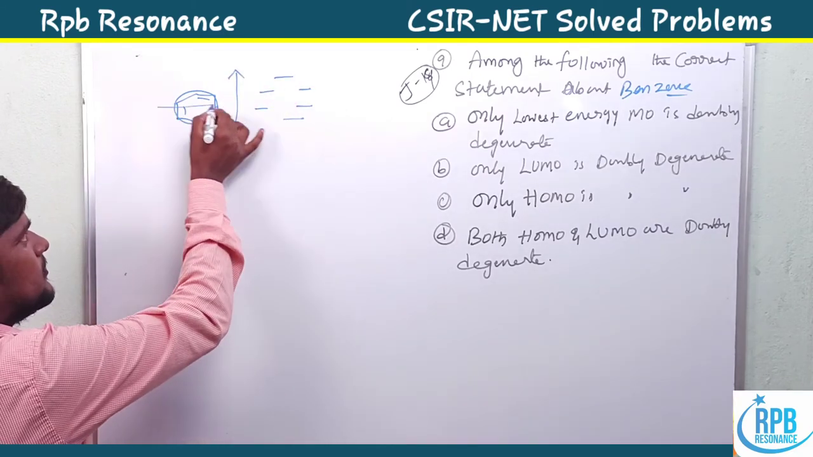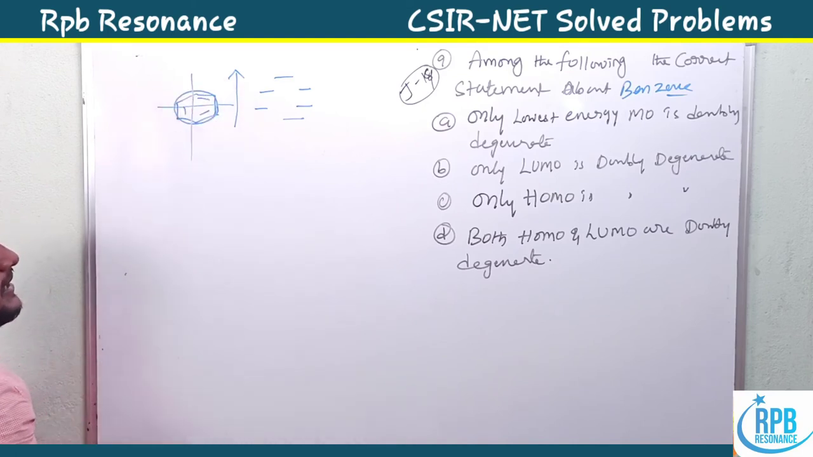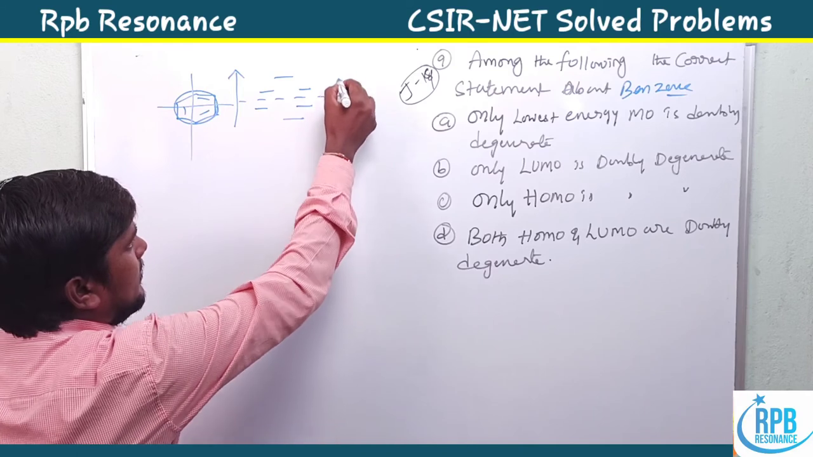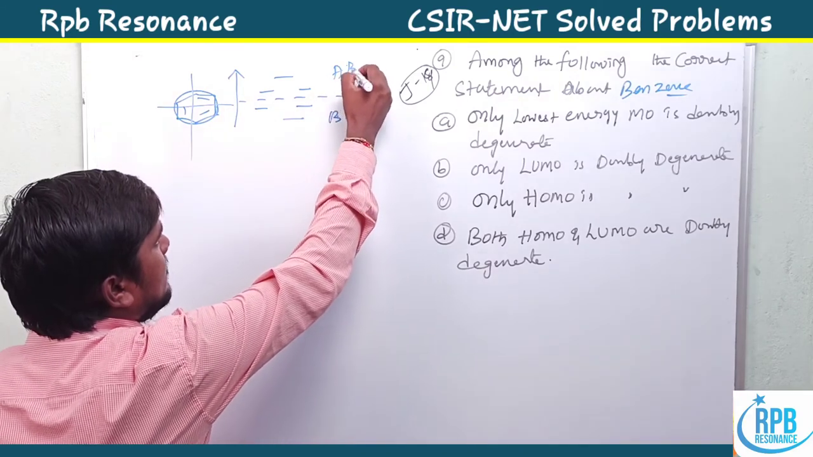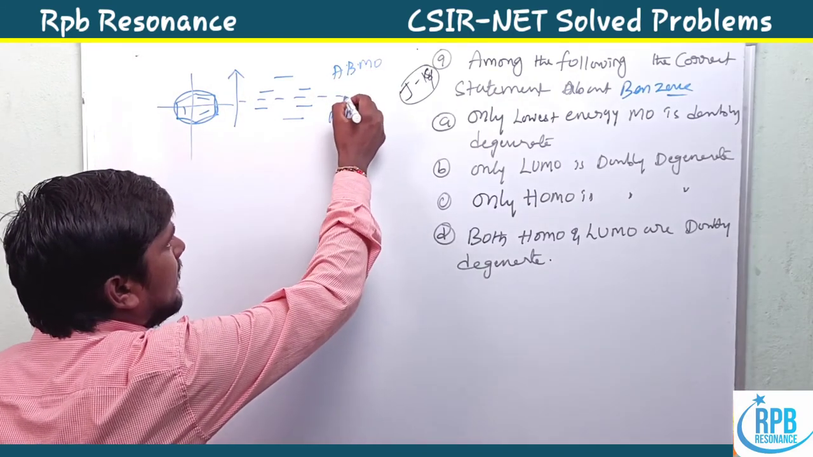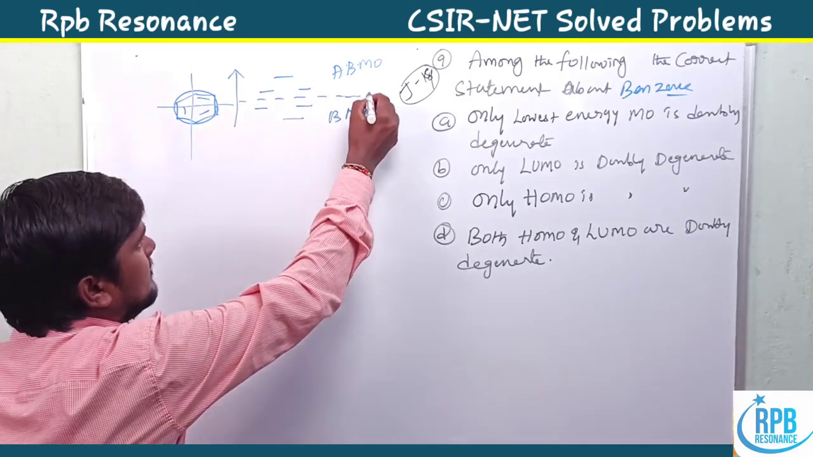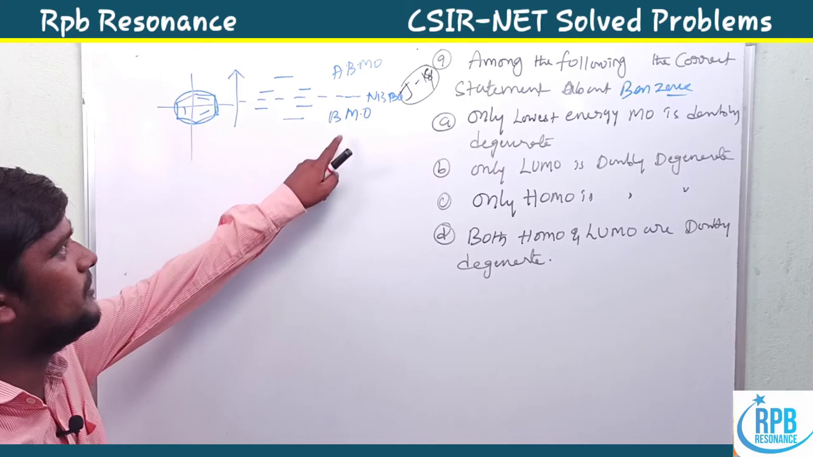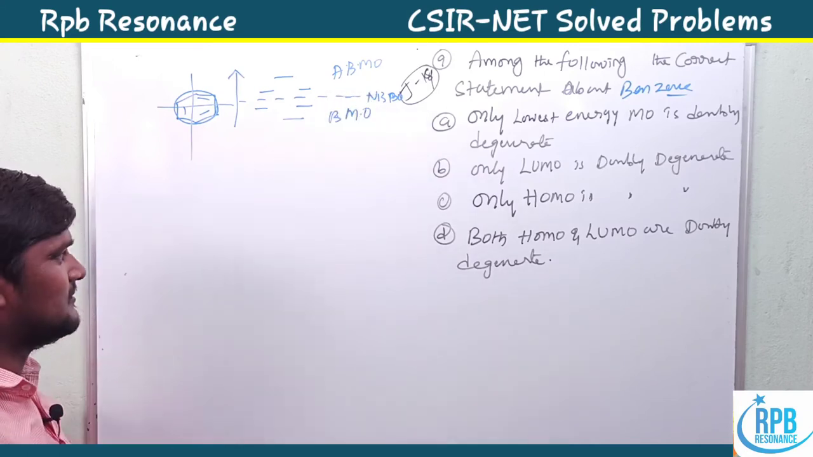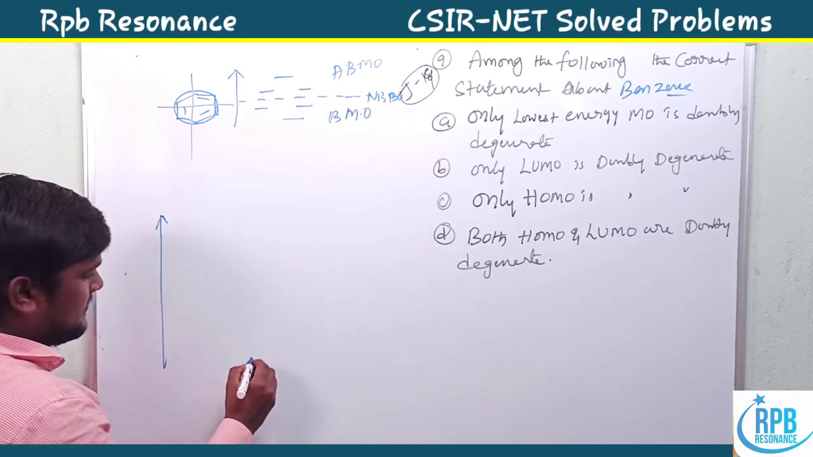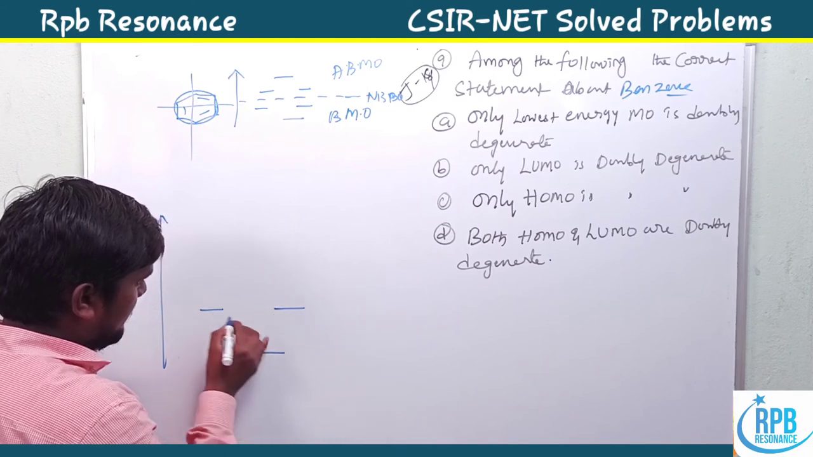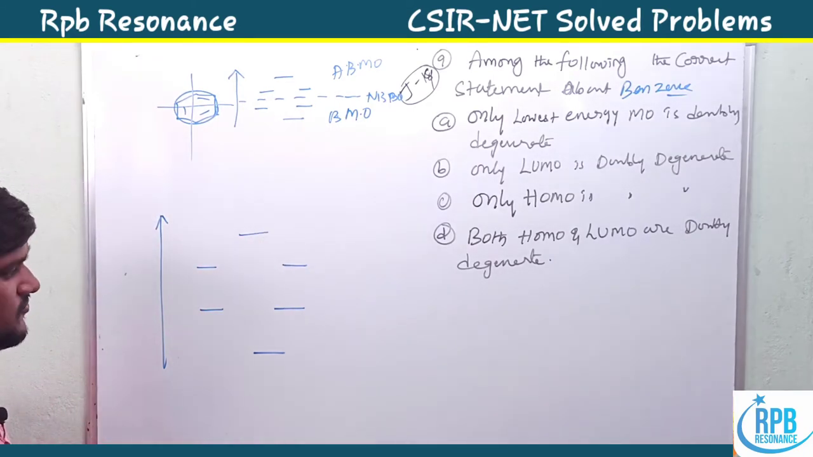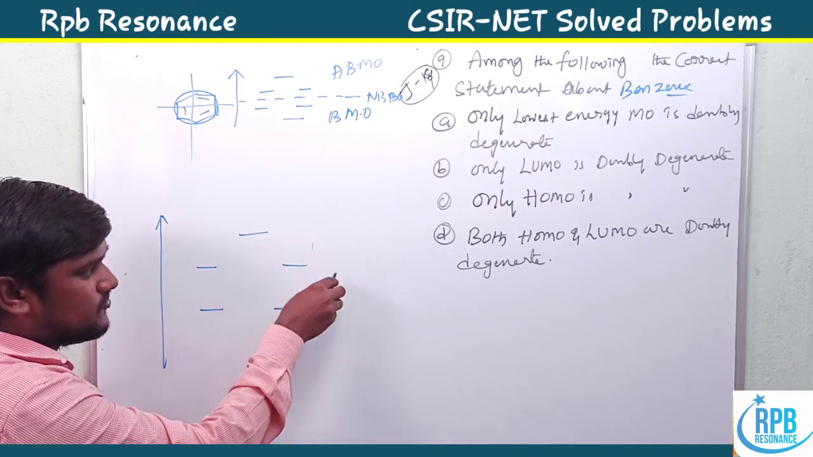Whenever the diameters pass through, below the horizontal diameter is bonding molecular orbital, above it is anti-bonding molecular orbital, and falling on the horizontal diameter is non-bonding. There is no non-bonding molecular orbital here, only bonding and anti-bonding molecular orbitals. This is the lowest energy level and the highest energy level. These two are bonding molecular orbitals, and these two are anti-bonding.